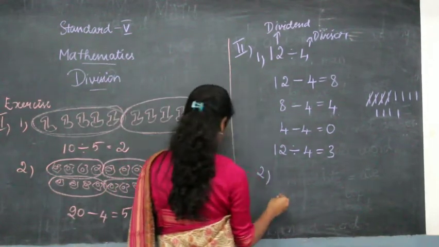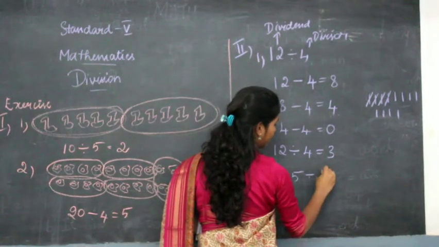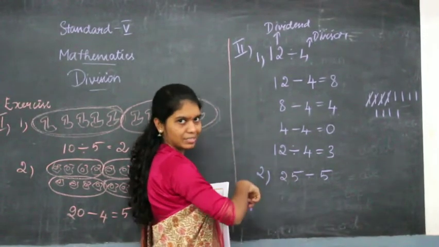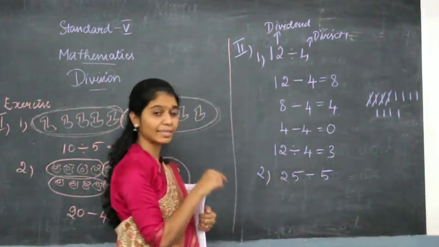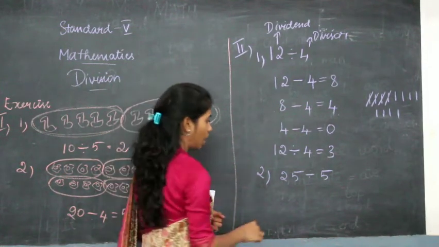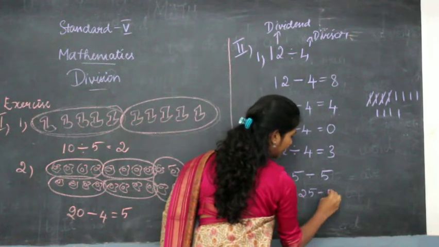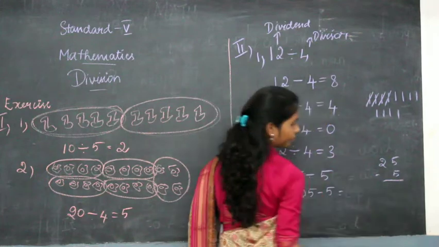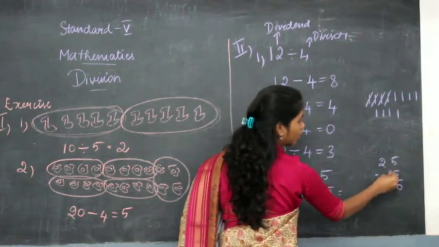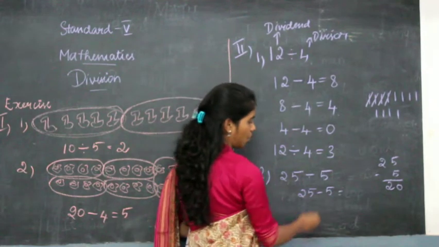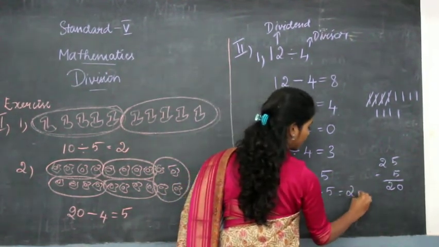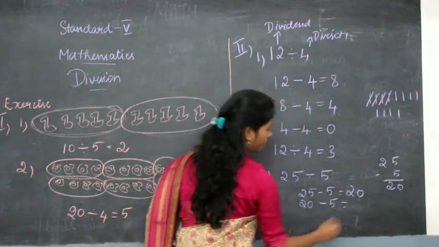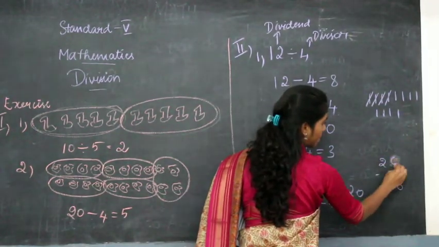Now the second one is 25 divided by 5. See, the first number is the dividend and the second is the divisor. You have to subtract the divisor from the dividend. Now 25 minus 5. 5 minus 5 is 0 and 2 comes down. So 25 minus 5 is 20. Again you have to subtract 5 from 20.